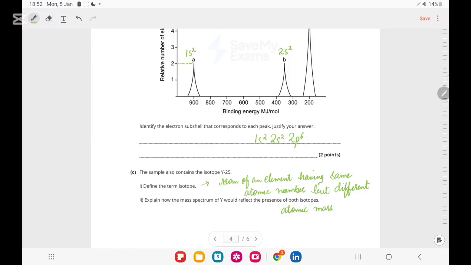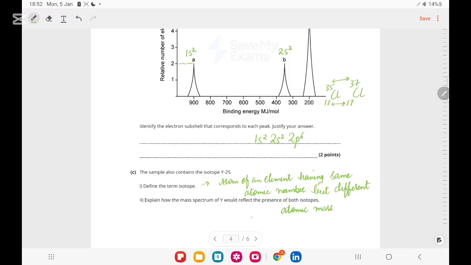You can see chlorine. Chlorine is Cl 17, 35 and this chlorine is 17, 37. You can see they both are isotopes and they have the same atomic number. Atomic number is the same but mass number is different. Or you can even say the same number of protons but different number of neutrons.